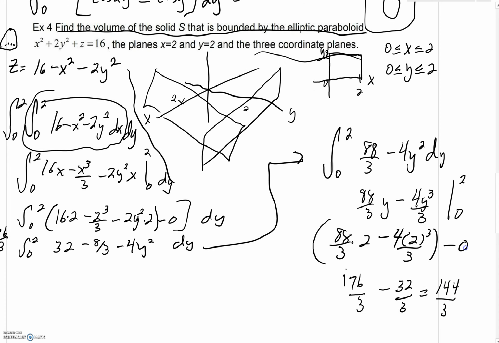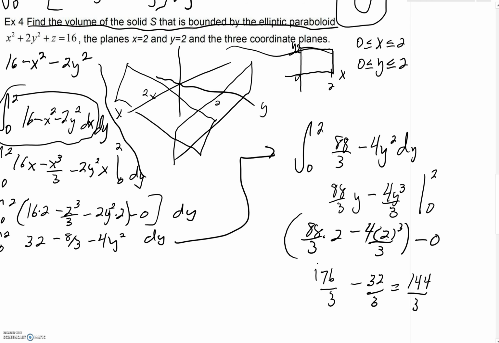But 144 is 12 times 12. And if you think about that, you're going to be able to divide by 3. Couple of different ways you could look at it. 3 would go into this 12 4 times. 4 times 12 is 48. So that would be the volume of that elliptic paraboloid over the rectangular region from 0 to 2 for both x and y.